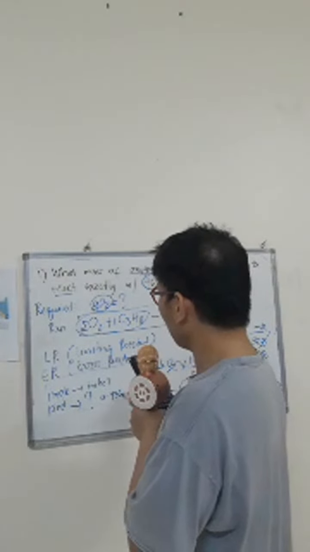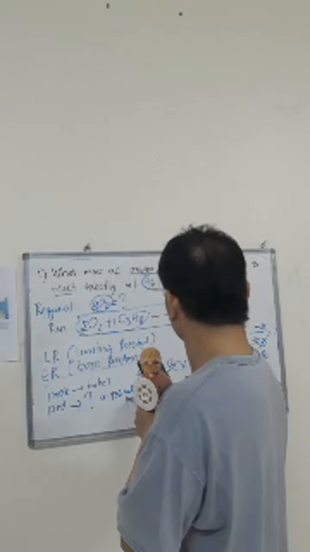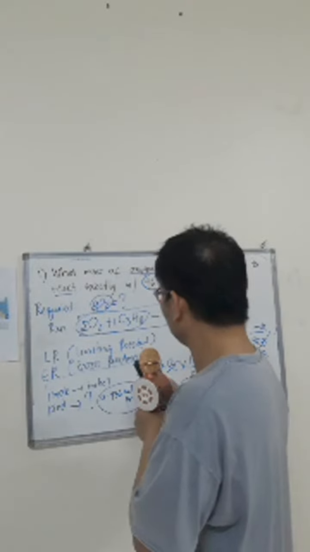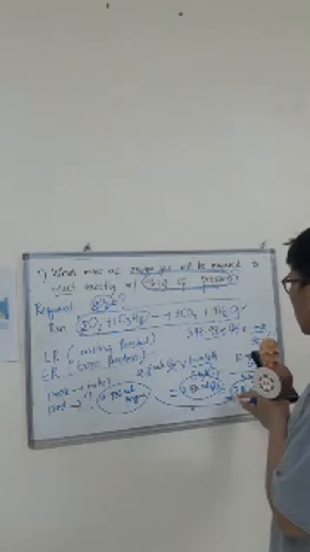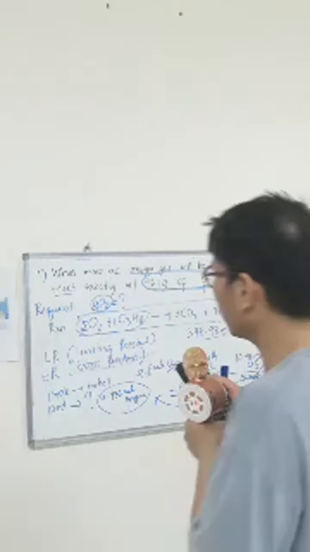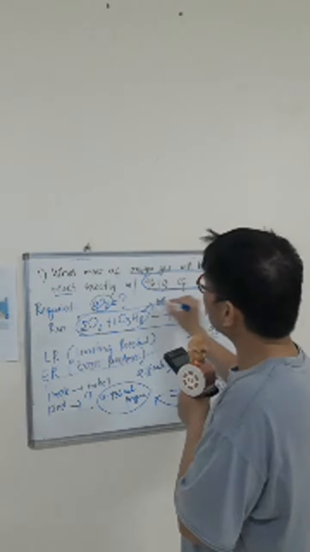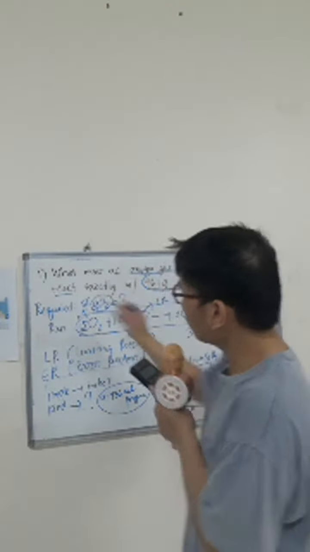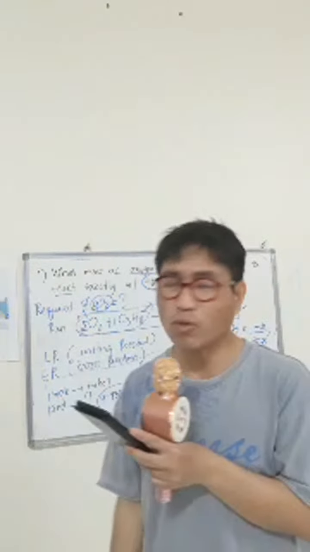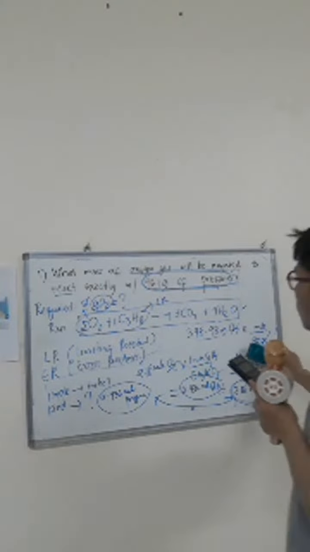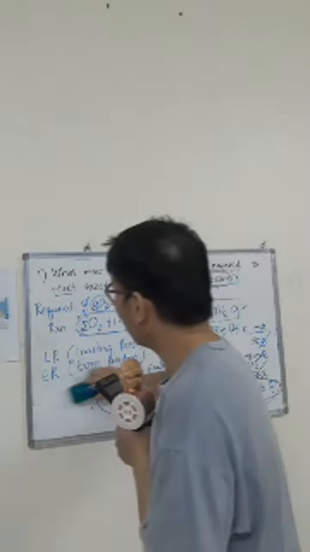0.436 mole of propane compared to the 2.18 moles of oxygen gas. Therefore, our limiting reactant is propane. This is the LR, and the ER, the excess reactant, is oxygen. Now, prove that again using ratio and proportion. This was through calculation, and now we will use ratio and proportion.